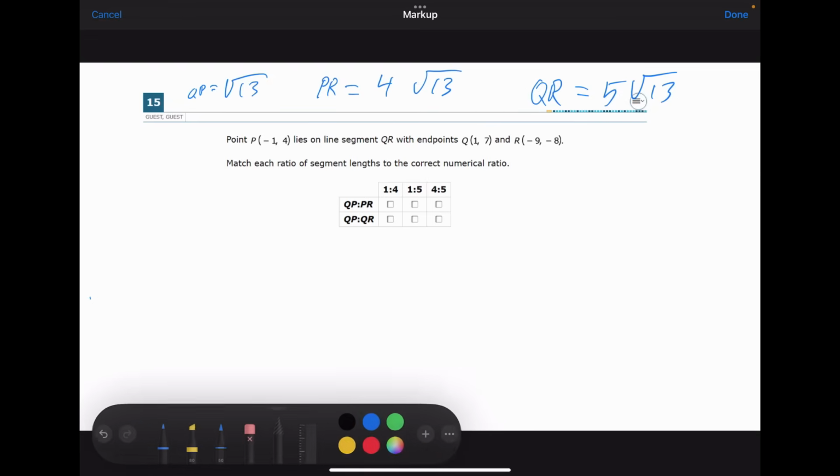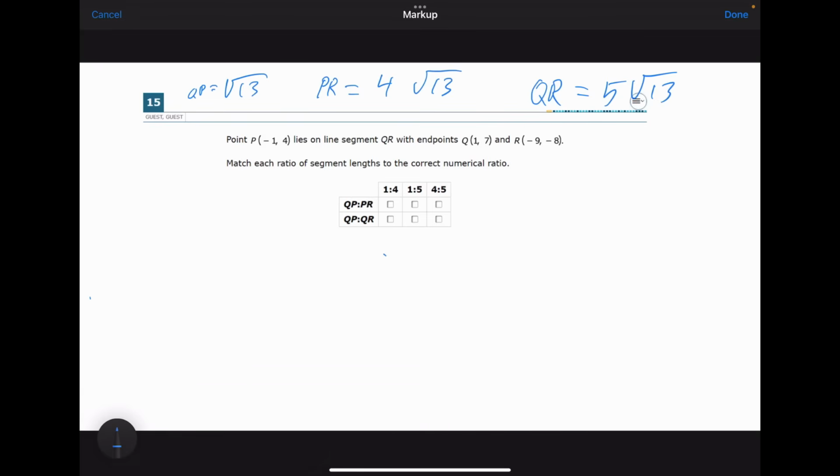And now what are we looking for? We are looking for the ratio QP to PR. So let's write QP over PR. This is equal to square root of 13 over 4 square root of 13. If I cancel out square root of 13, I get 1 over 4, which is that option there.